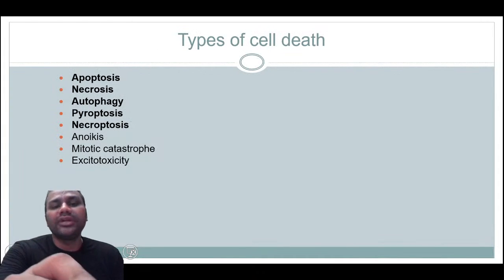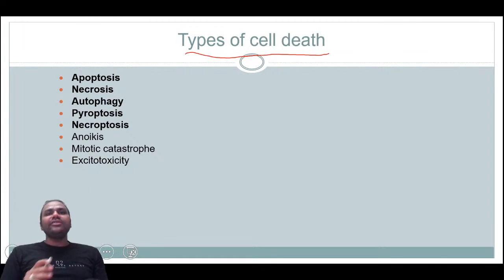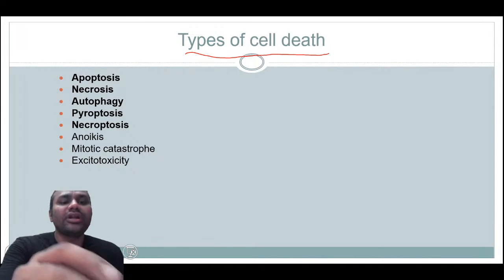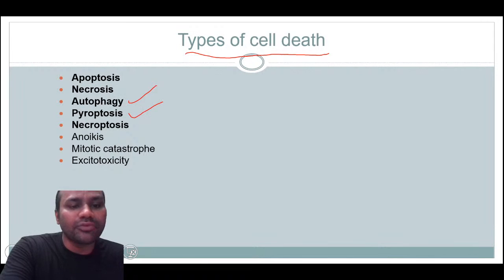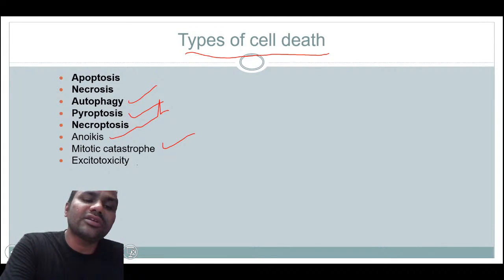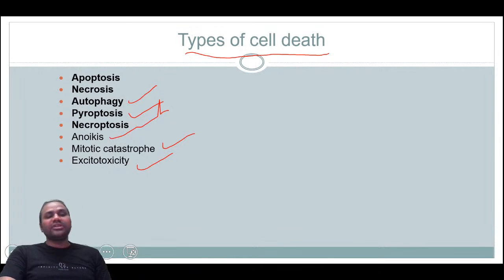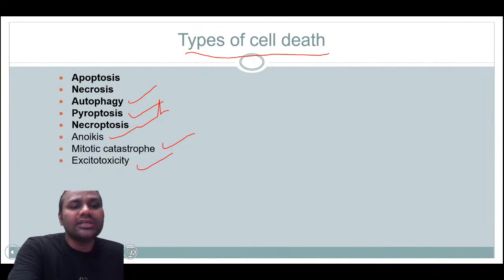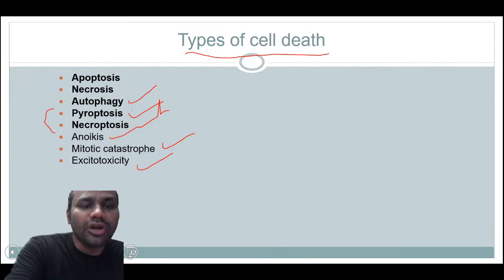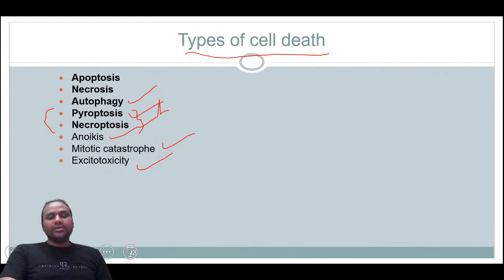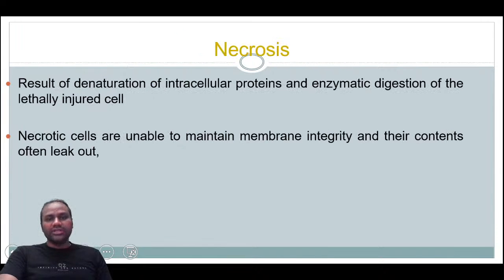So now let's come to types of death. There are different types of death. We will concentrate on apoptosis and necrosis, but there are many types of death. Autophagy is also a type of death. Pyroptosis is another type of death. Necroptosis is another. Anoikis is another. Mitotic catastrophe is another type of death, and excitotoxicity is another. In Robbins you can find these two added, so questions can be asked regarding pyroptosis and necroptosis. Obviously apoptosis and necrosis are very important for this chapter.